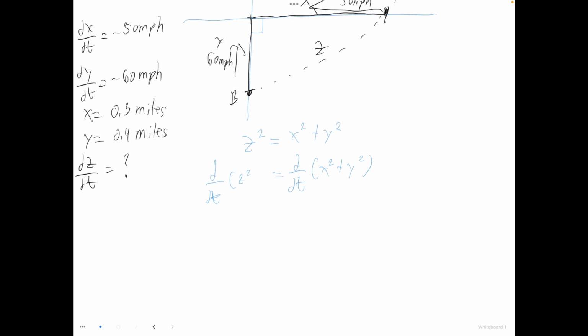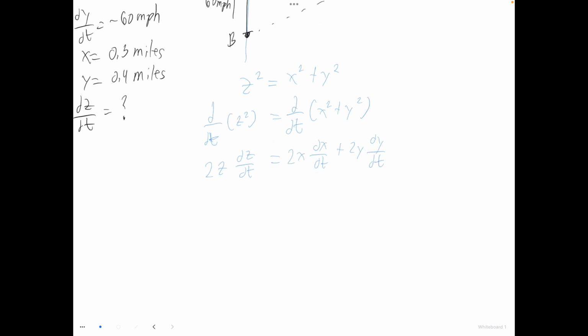That squared should be in the parentheses. So the derivative of z squared is going to be 2z dz over dt is equal to 2x dx over dt plus 2y dy over dt. Now we want to figure out dz over dt, so I'm going to divide by 2z. So that gives us that dz over dt is equal to x over z dx over dt plus y over z dy over dt.